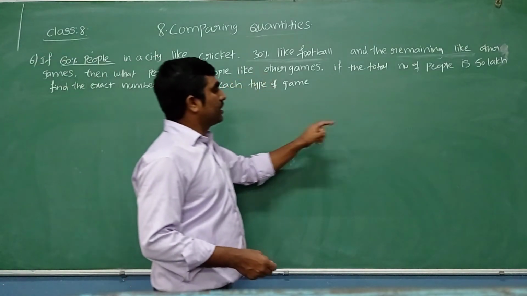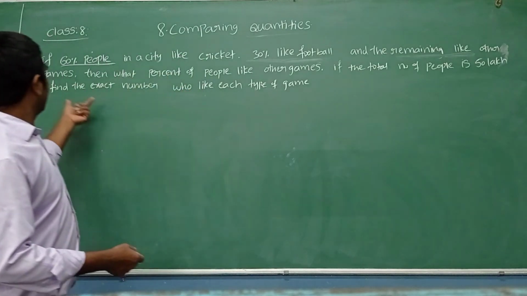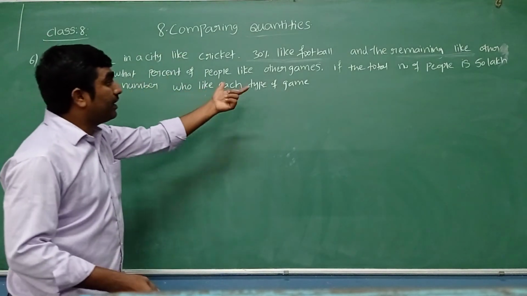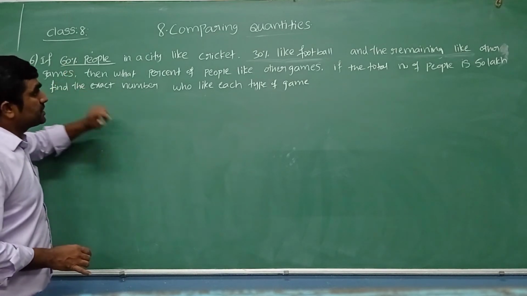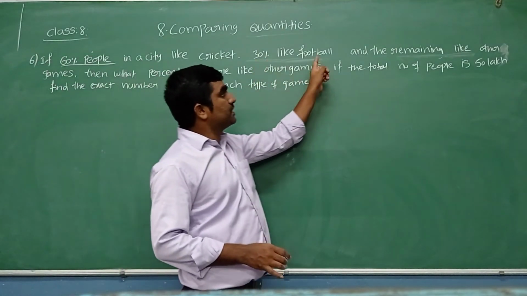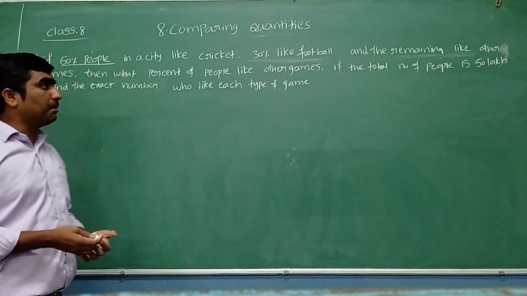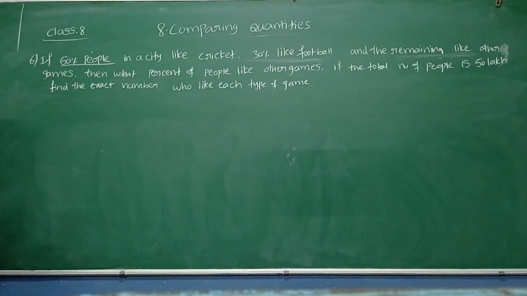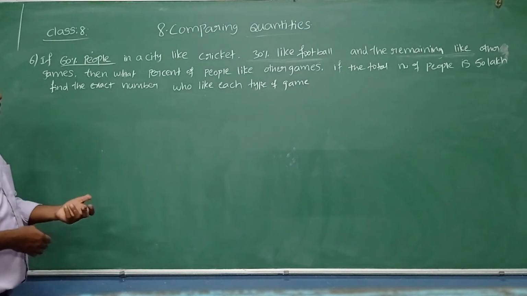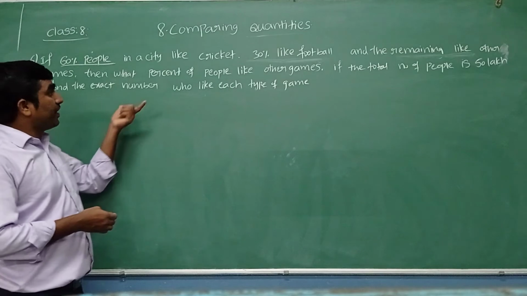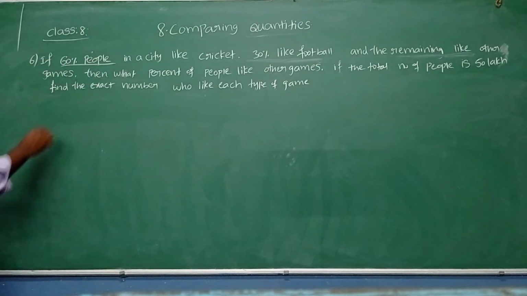If the total number of people is 50 lakh, find the exact number who like each type of game. See, we know clearly in terms of percentage: 60% of people like cricket, 30% football and the remaining 10% other games. They are asking for the exact number, like how many people are interested in cricket, how many are interested in football, how many are interested in other games. They gave it in terms of percentage.